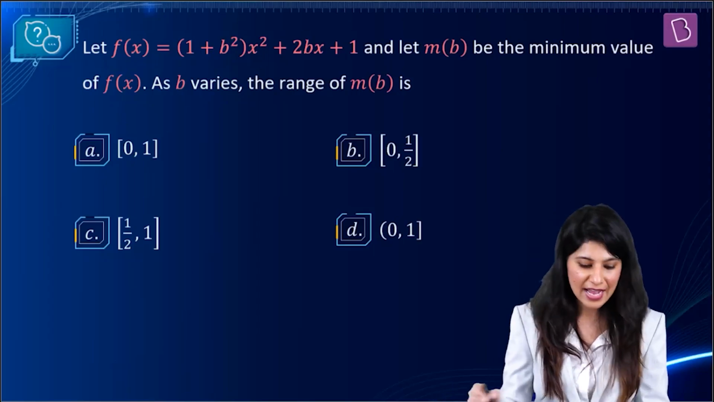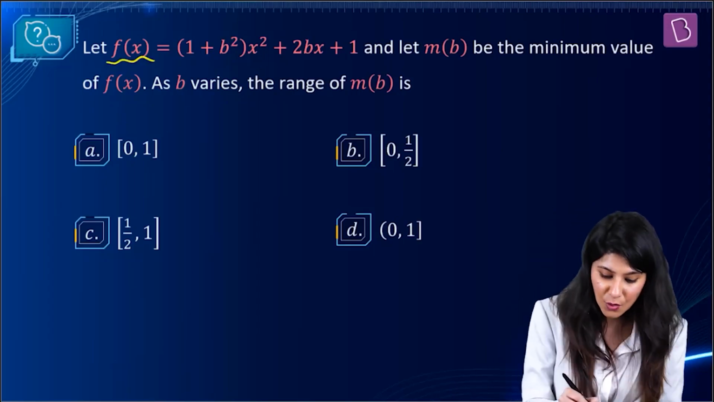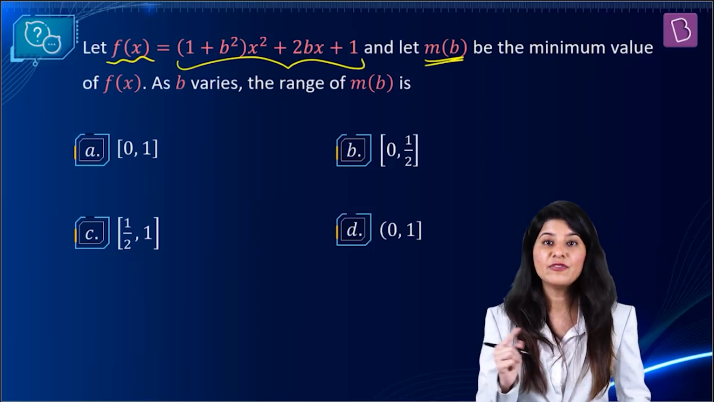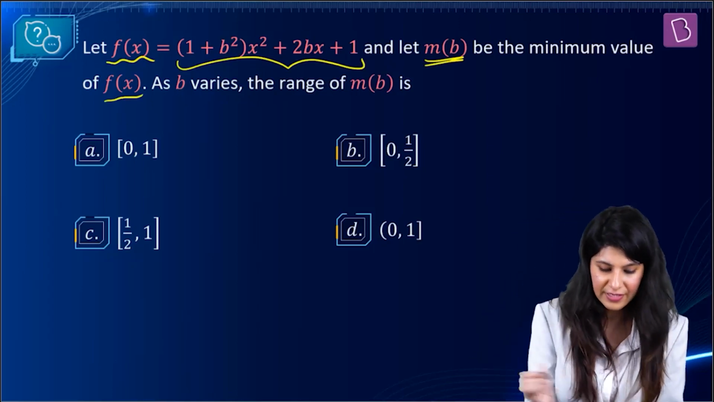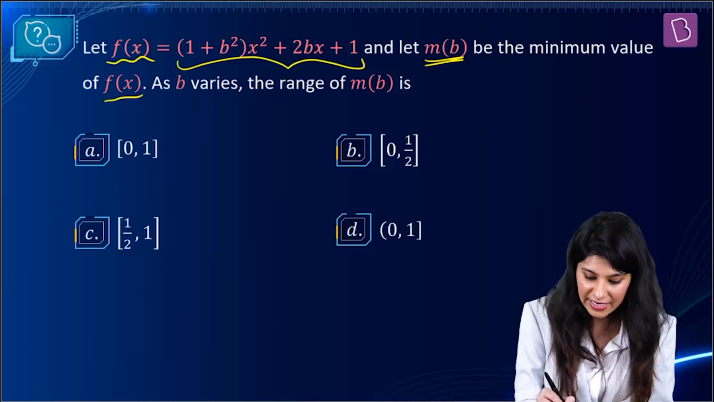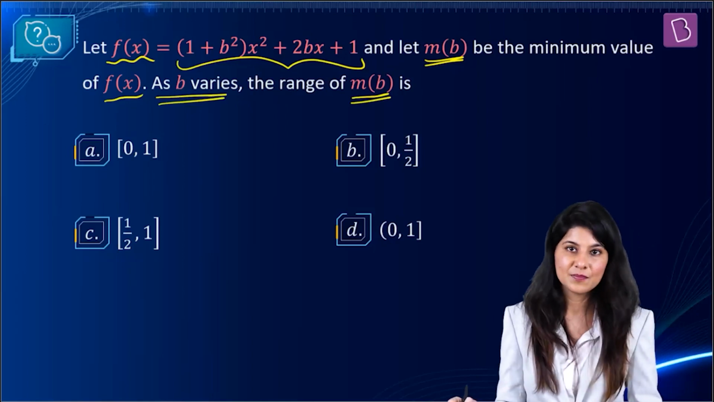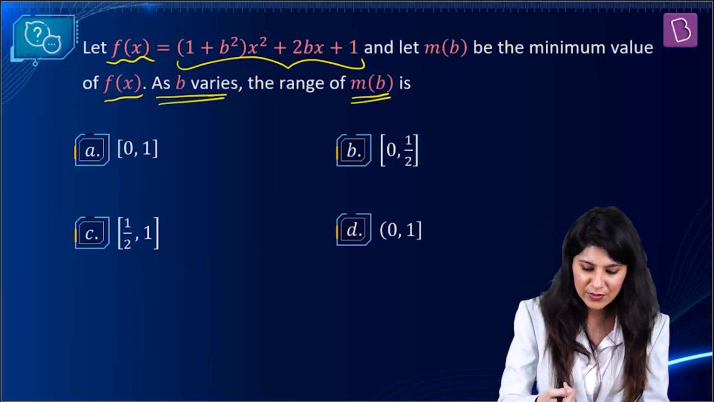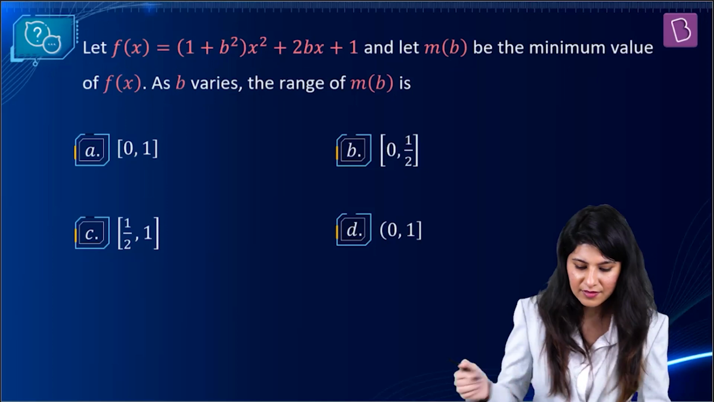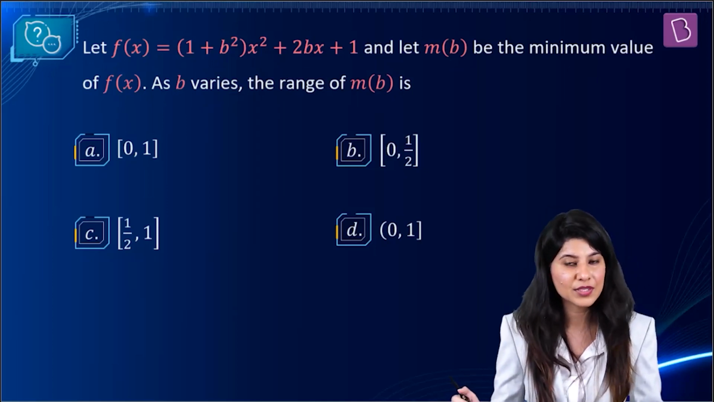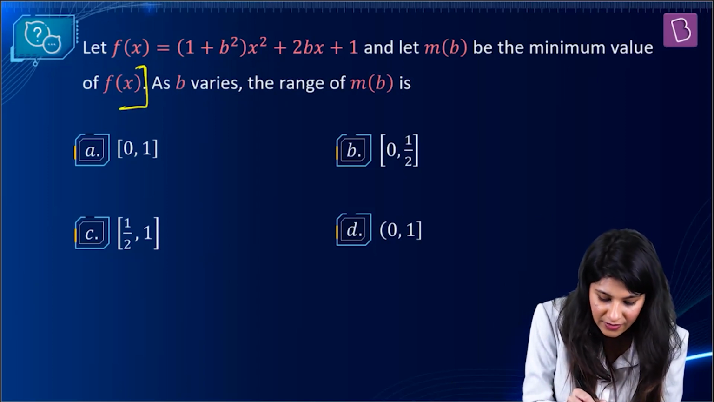In this question, we have a function f of x which is a quadratic polynomial. It is given that m of b is the minimum value of f of x. We need to figure out the range of the minimum value of f of x as b varies. Not a straightforward question, I would say, but if I break this question into two parts, then I'll be able to decode it. Let's stick till here.